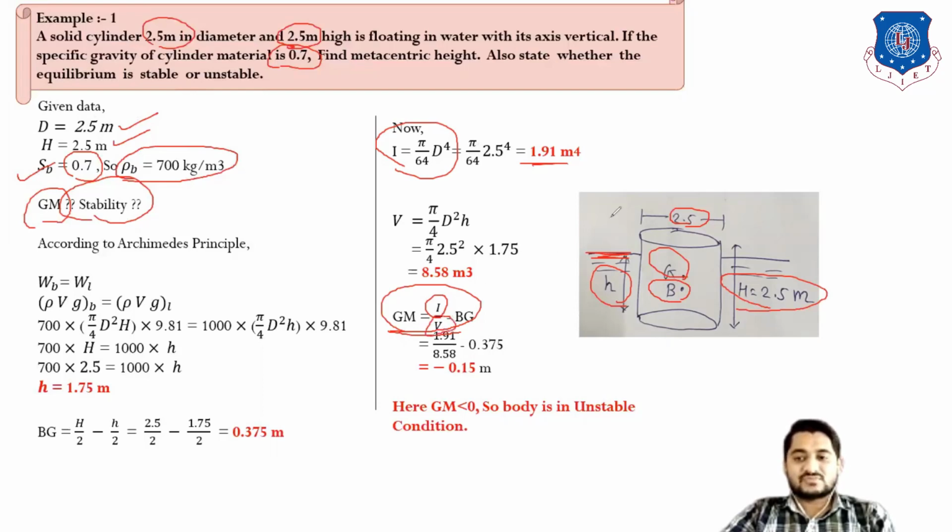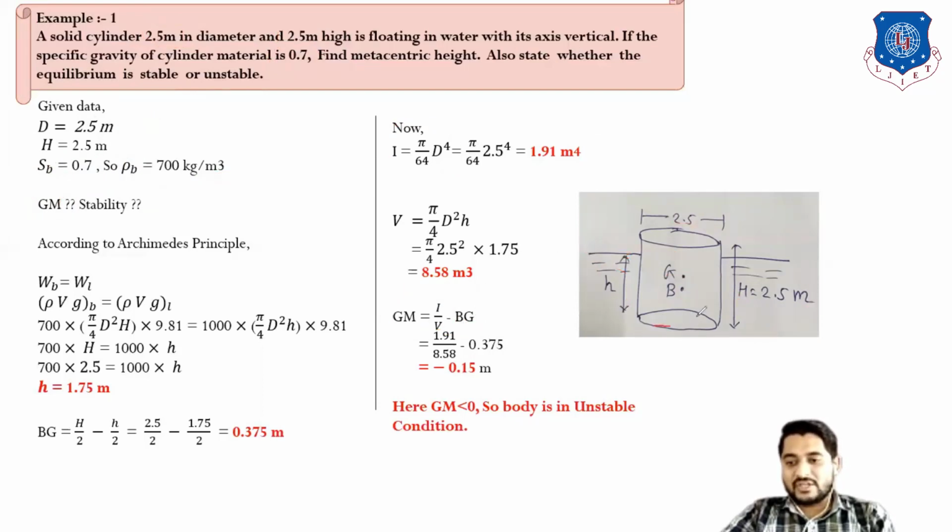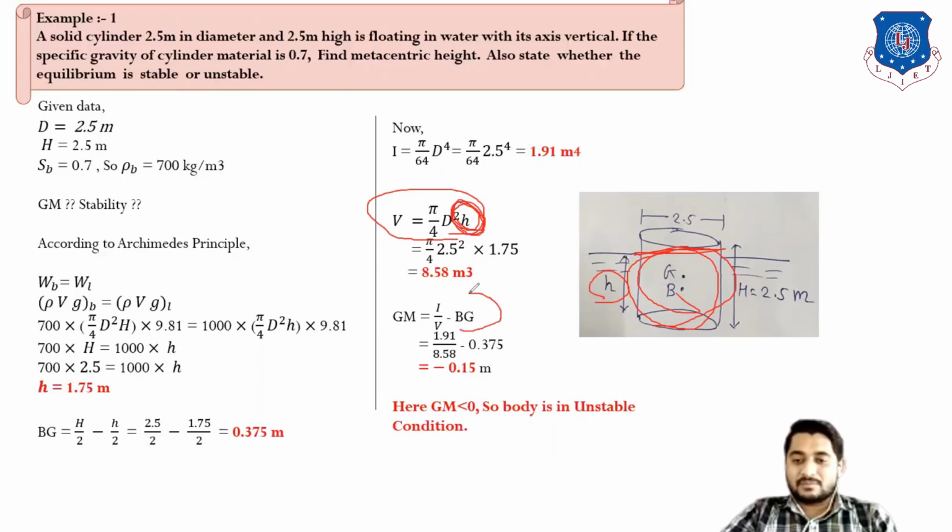For the volume of the body below the water surface, that means this much volume, that means pi by 4 d square into small h. This is the volume of the cylinder. But here small h is still unknown, right? If we look at BG, the equation of BG is capital H by 2 minus small h by 2, but here also small h is unknown. So remember students, for finding the value of small h, we have to use Archimedes principle only.